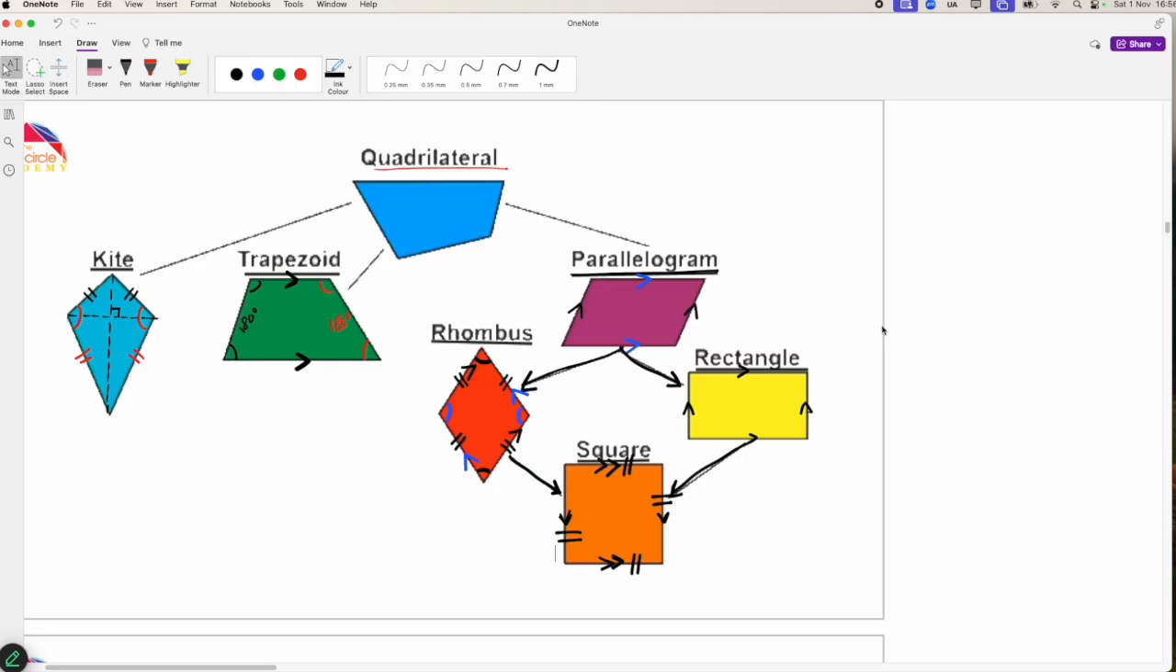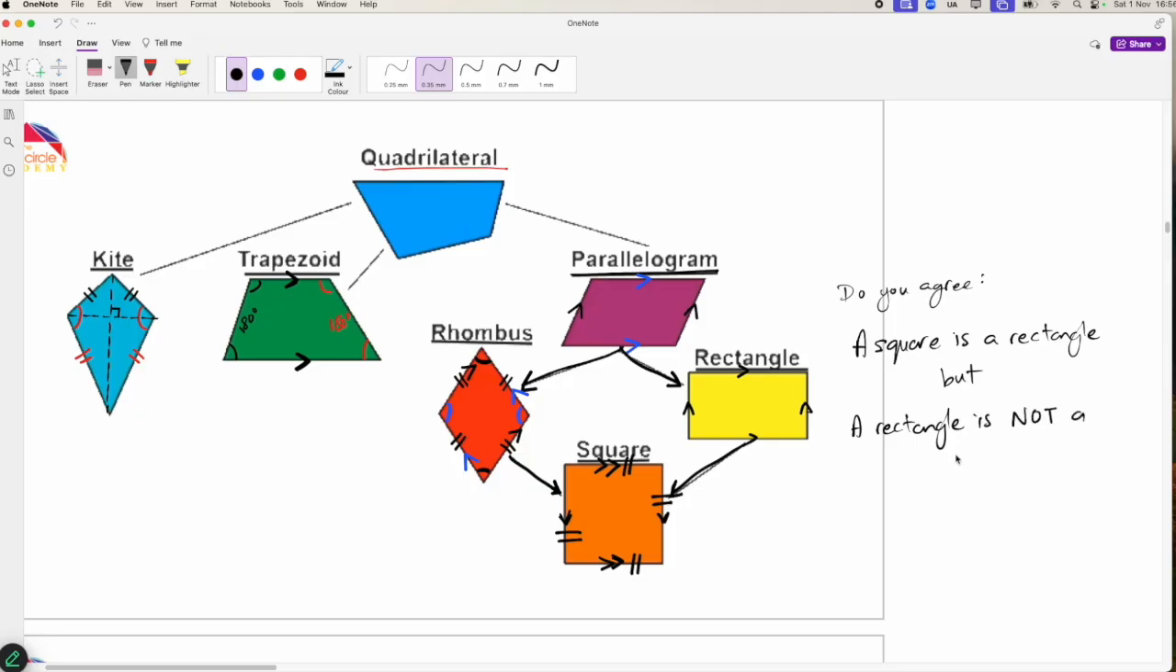Do you agree with this? A square is a rectangle. A rectangle is not a square. You all agree with that?